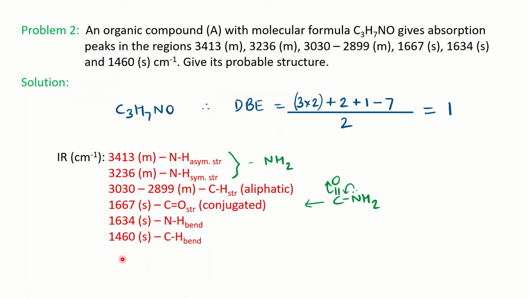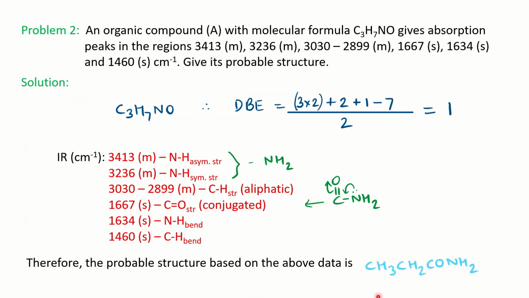Then another peak is there, 1460, that is for CH bending, and so we can assume that our molecule has a CONH2 functional group, with the one unsaturation already justified by the carbonyl. So the probable structure may be CH3CH2CONH2. Since the proton NMR data is not given, that does not give you the 100% accurate structure of the molecule, but whatever data is given, based on knowledge, you can write down all the probable structures for the given data.